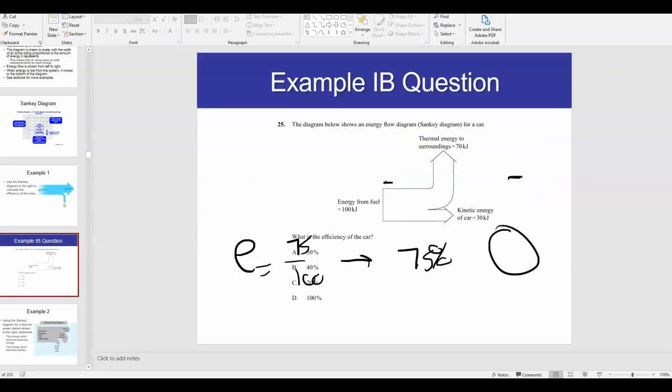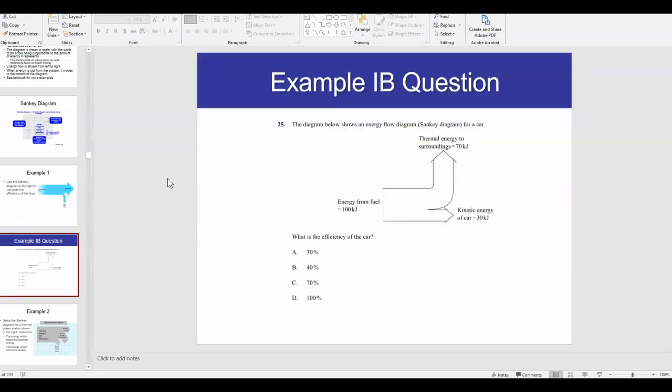All right, so this is a simple IB question. Here they don't have the degraded arrows going down, they have them going up for some reason. I don't know why, but the question says the diagram below shows an energy flow diagram, aka a Sankey diagram, for a car, and it's basically asking what is the efficiency of the car. Okay, so pause it here and try to answer this question on your own.